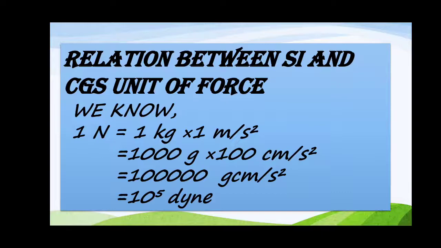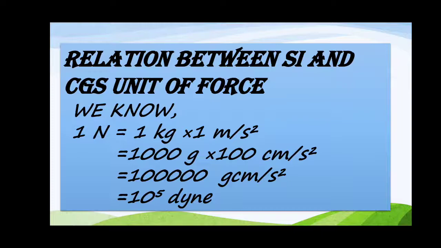As you all know, what is the SI unit of force? Newton. And 1 Newton of force, when it is said to be applied, when 1 kg mass is being accelerated at the rate of 1 meter per second square. So 1 Newton is equal to 1 kg into 1 meter per second square. So 1 kg is equal to how many grams, children? Yes, it is 1000 grams. And 1 meter is equal to how many centimeters? Yeah, you're correct. It is 100 centimeter.